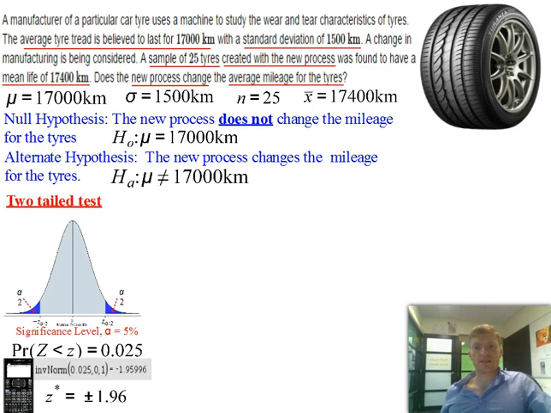Let's consider a significance level of 5%. So the area in the region of the two tails is 2.5% or 0.025. So using our inverse norm function on the CAS, that's going to correspond to this critical Z number. So the minus 1.96 is down here and the positive 1.96 is up here.